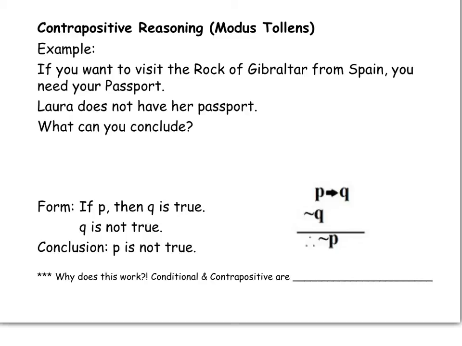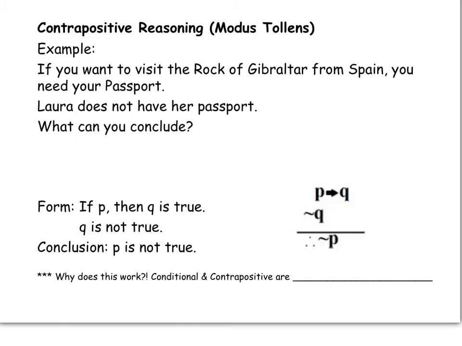This next example is called contrapositive reasoning, otherwise known as modus tollens. Now, this form of reasoning isn't in your book, but I did want to touch on it because I think people use it a lot, and I wanted you to see an example. So the example here is, if you want to visit the Rock of Gibraltar from Spain, you need your passport. I know this to be true because not Laura, but I was in this situation. You do, in fact, need your passport.